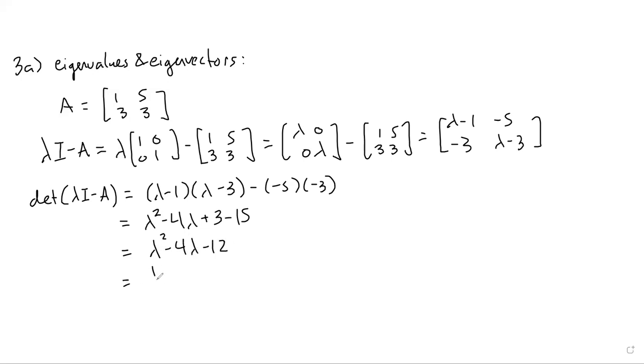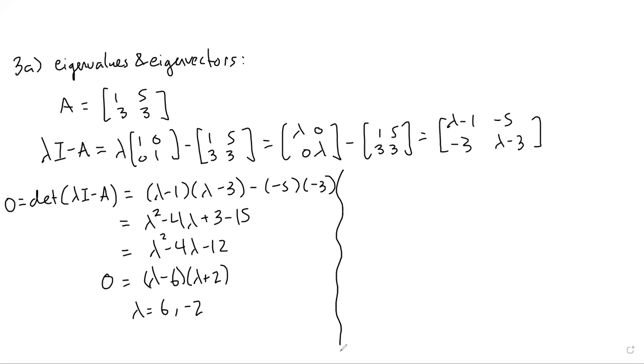And hopefully it factors. This does. It'll be lambda minus 6 and lambda plus 2. And basically what we do is set it to 0, so that we get our solutions at 6 and -2. And now to find the corresponding eigenvectors.